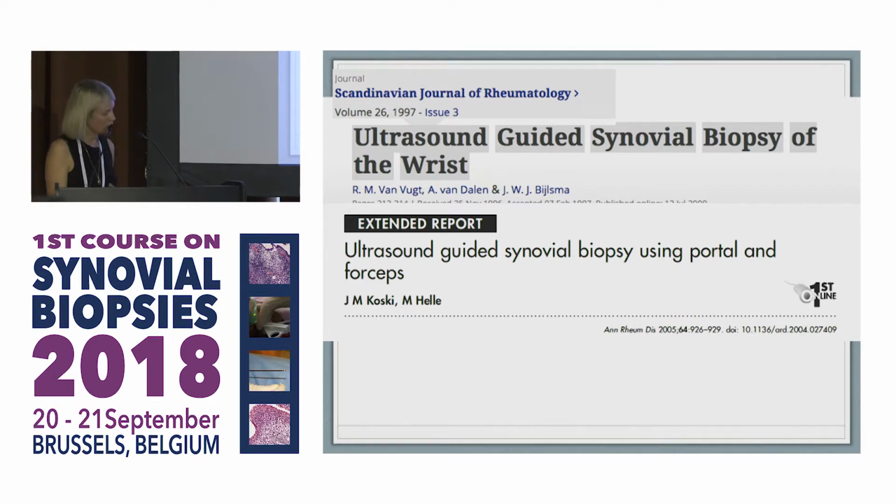And these sorts of considerations were important. So when the first reports of ultrasound-guided synovial biopsy were introduced, initially using a needle technique by Bilsma, and following that an adaptation using the portal and forceps, were these new minimally invasive ultrasound-guided techniques able to sample synovial tissue to the same degree as arthroscopy, and would we be able to get a representative view of the joint using these minimally invasive techniques?